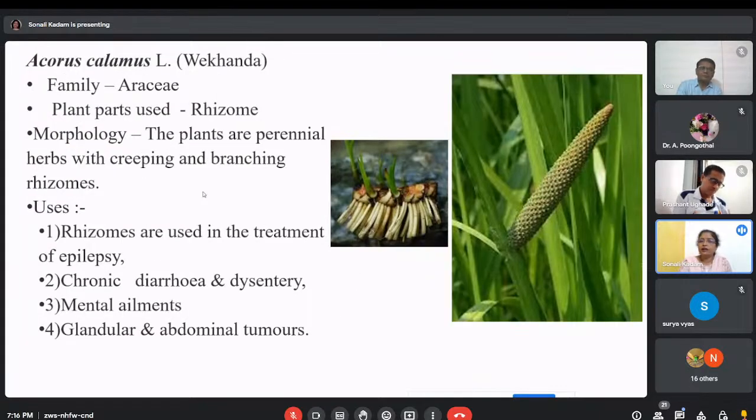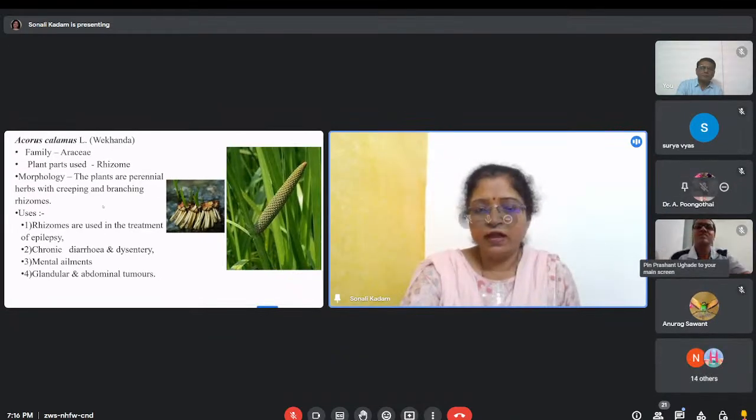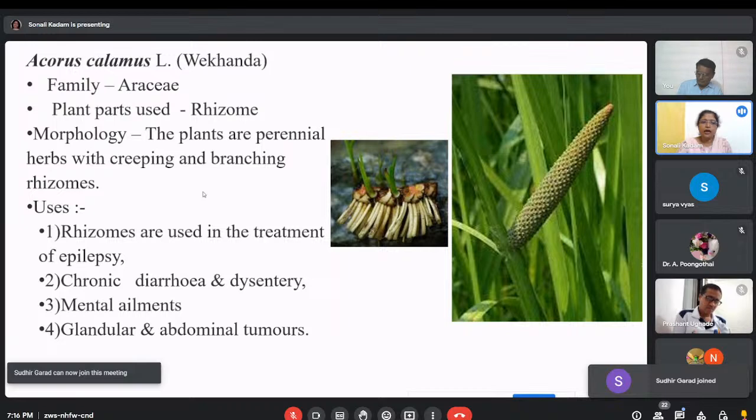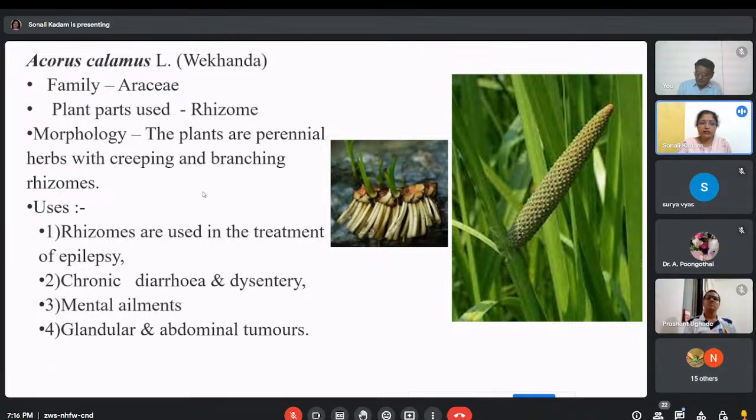Then the Vekhanda, you must be knowing. See, when I'm talking about these medicinal plants, they are from the grandma's pouch, Ajibai's batwa we would call it. Okay, so this is the Vekhanda. It is one of the most important plants or plant parts used in the grandma's pouch, and here the rhizomes are used in epilepsy, chronic diarrhea or dysentery. So stomach disorders are managed with this Vekhanda, and glandular and abdominal tumors also are treated with it; it is a remedy for these types of diseases.